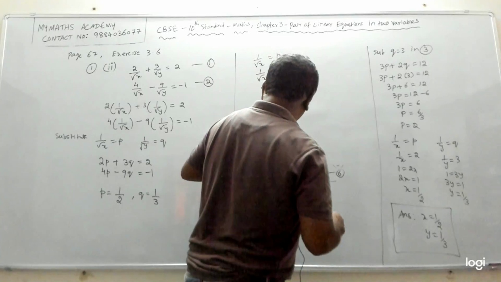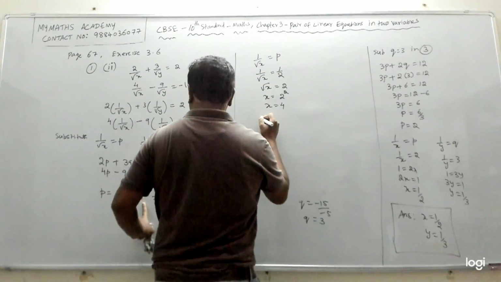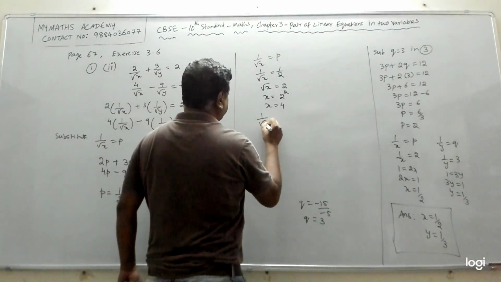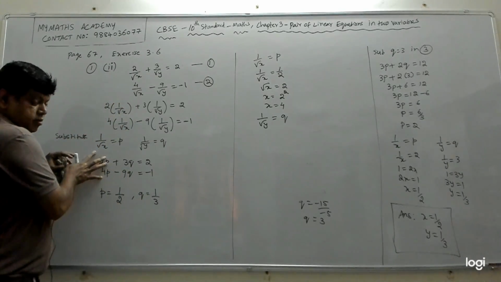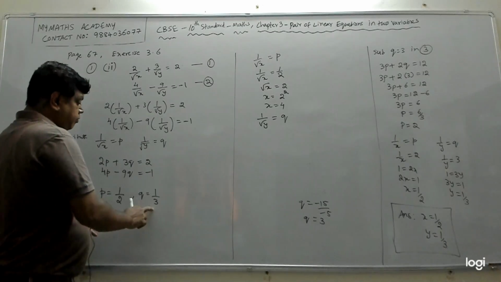Now let's try to find the value of y. So how do we find the value of y? For the value of y, what is y? 1 by root y is q. Now q is what? 1 by 3. If you solve this using the elimination method, you get p as 1 by 2, q as 1 by 3. So now substitute here.